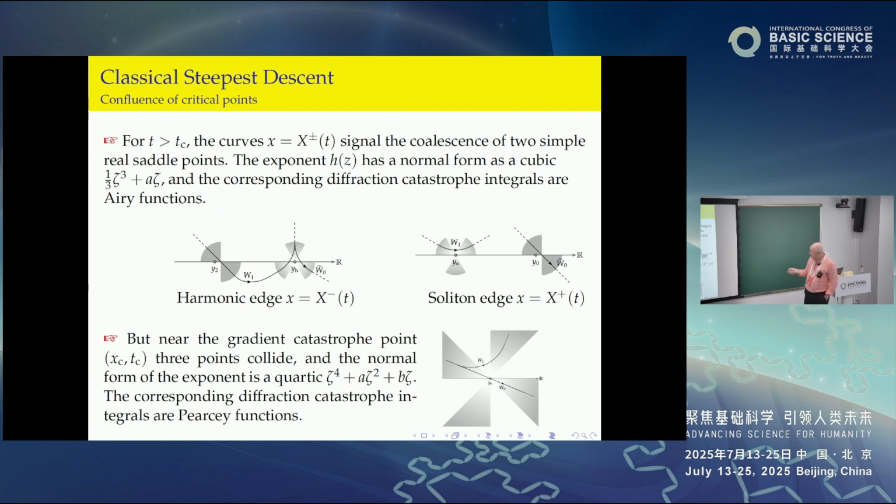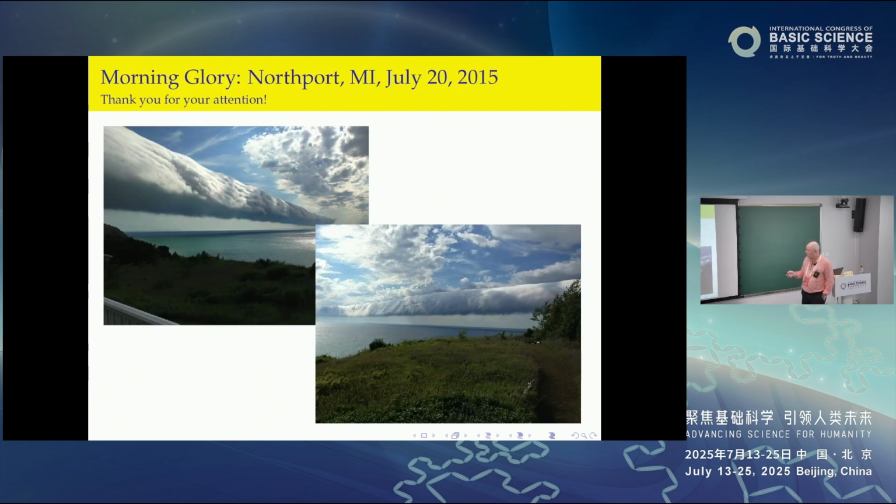Similar thing is happening at the soliton edge. But near the gradient catastrophe point, three critical points are all colliding at xc, like this. And so you get a quartic exponent as the normal form, and the contours look sort of like this. And that's really where this Pearcey integral is coming from. Okay, so that's some pictures of these morning glory clouds from Michigan. Thanks for your attention.